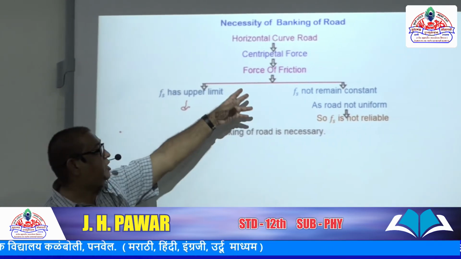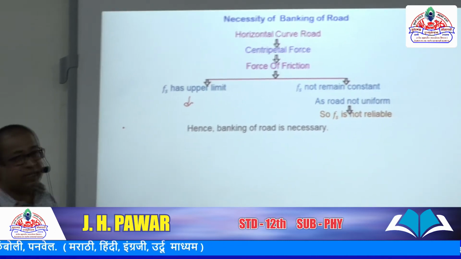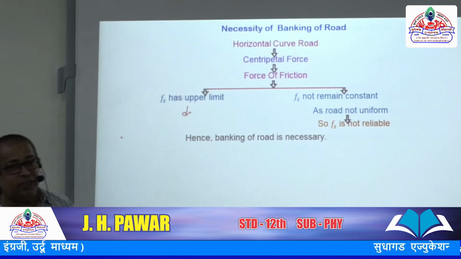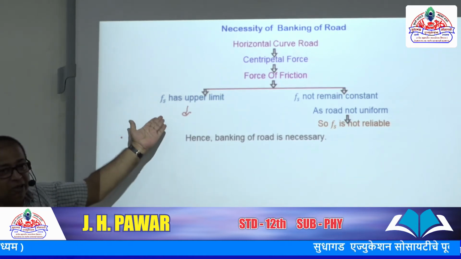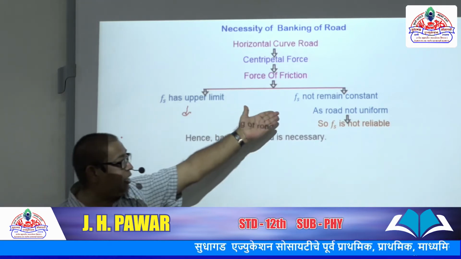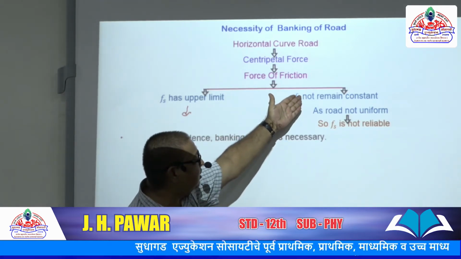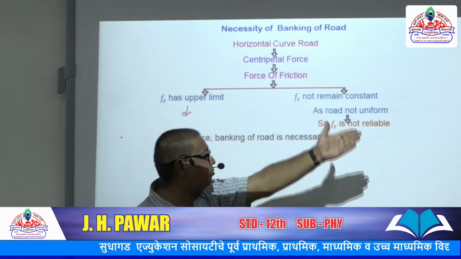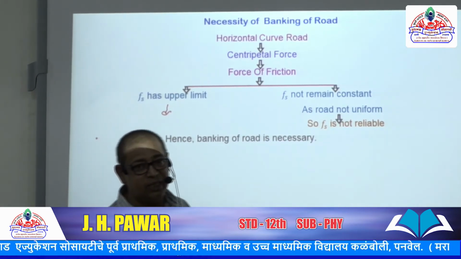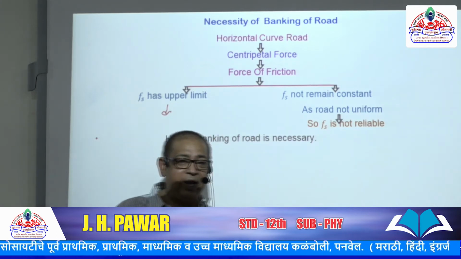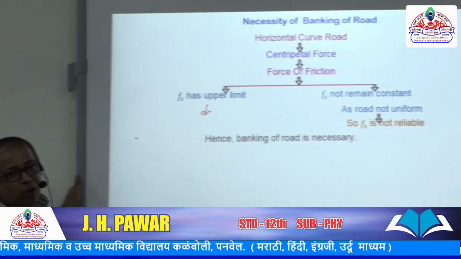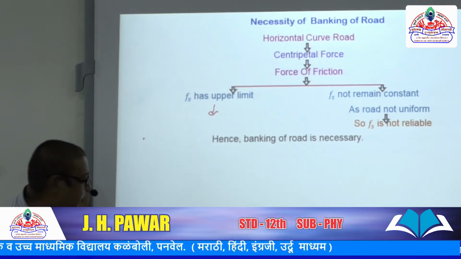But force of friction has two drawbacks. One is it has an upper limit. In order to increase the force of friction, there is wear and tear of the tire when we make the road surface more rough. And its magnitude does not remain constant, because the road is not uniform and it is not always reliable, because due to oil falling from moving vehicles as well as wetness due to rain, it becomes slippery. So banking of road is necessary. Such type of answer should be there.